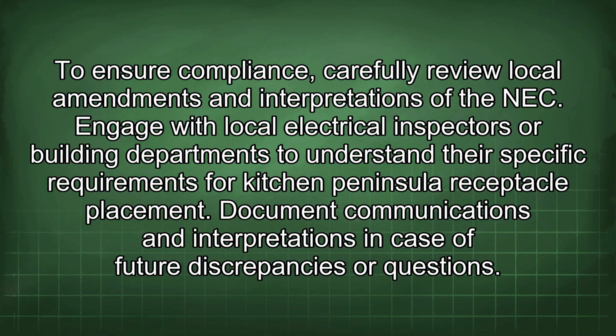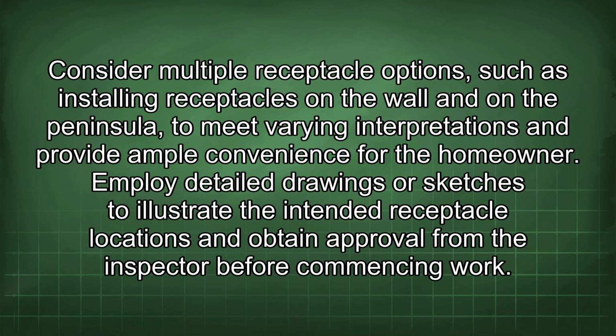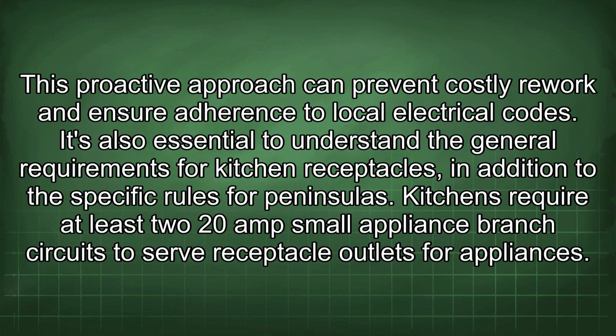To ensure compliance, carefully review local amendments and interpretations of the NEC. Engage with local electrical inspectors or building departments to understand their specific requirements for kitchen peninsula receptacle placement. Document communications and interpretations in case of future discrepancies or questions. Consider multiple receptacle options, such as installing receptacles on the wall and on the peninsula, to meet varying interpretations and provide ample convenience for the homeowner. Employ detailed drawings or sketches to illustrate the intended receptacle locations and obtain approval from the inspector before commencing work. This proactive approach can prevent costly rework and ensure adherence to local electrical codes.